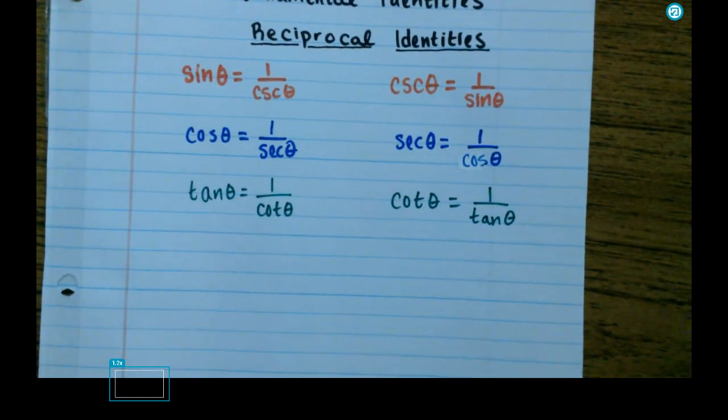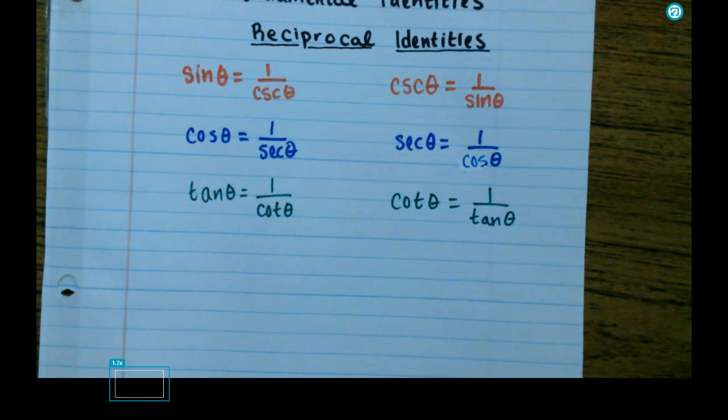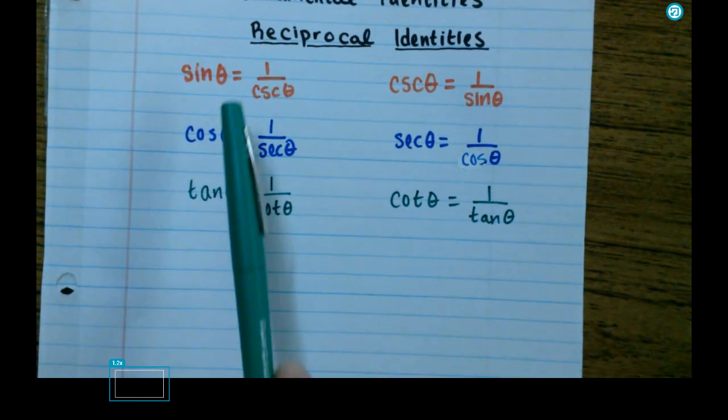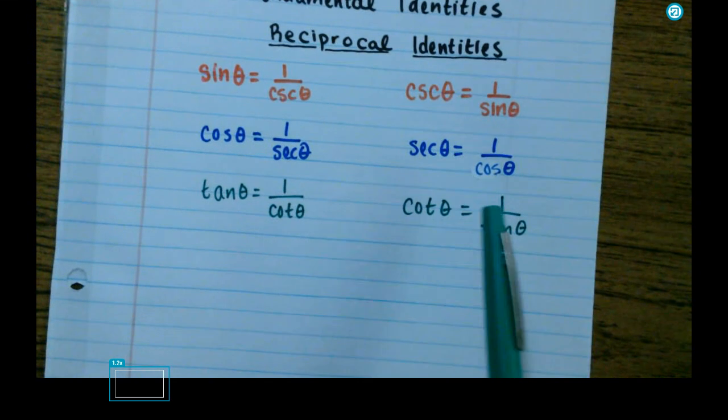We can flip these and basically use that to, if we know sine, figure out cosecant. If we know cosecant, we figure out sine. If we know these three, we can figure out these three, and vice versa.